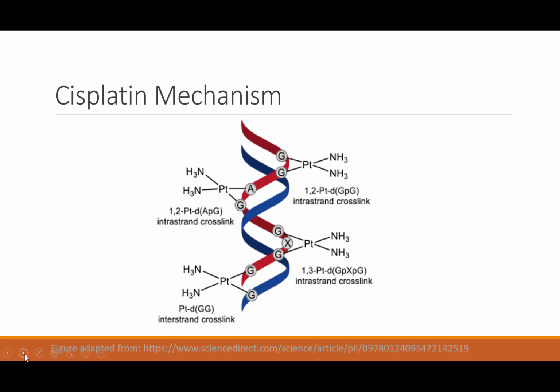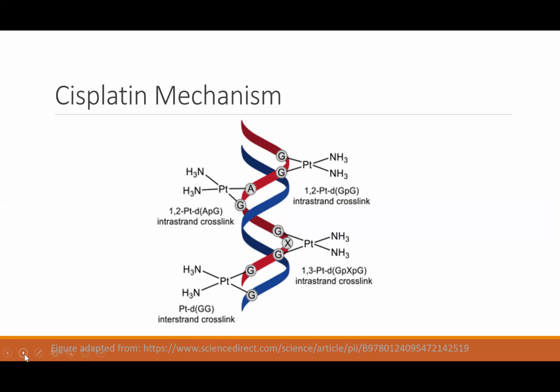So, as I mentioned before, the chlorines can detach from the platinum core, leaving two binding sites free on the platinum to be able to bind to the cell's DNA. And it can bind either in an intra-strand or inter-strand crosslink.